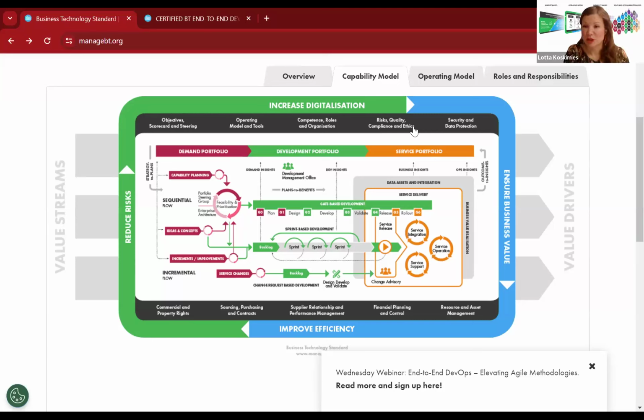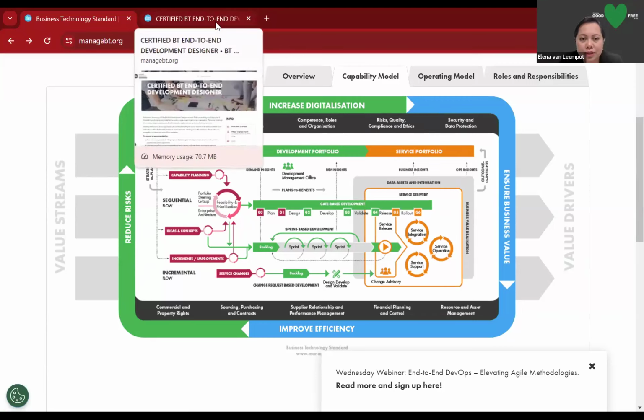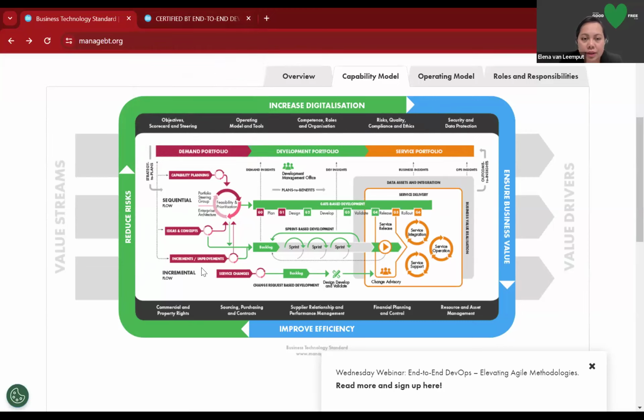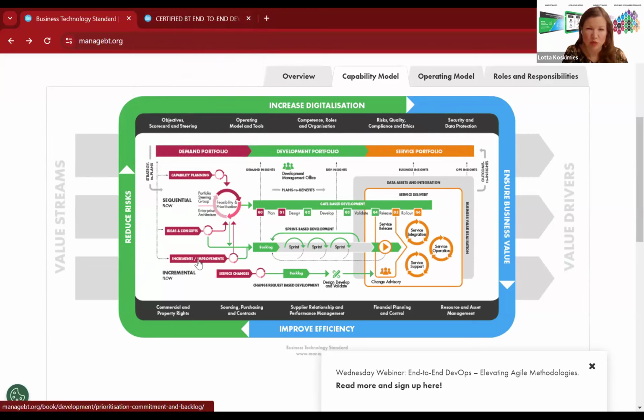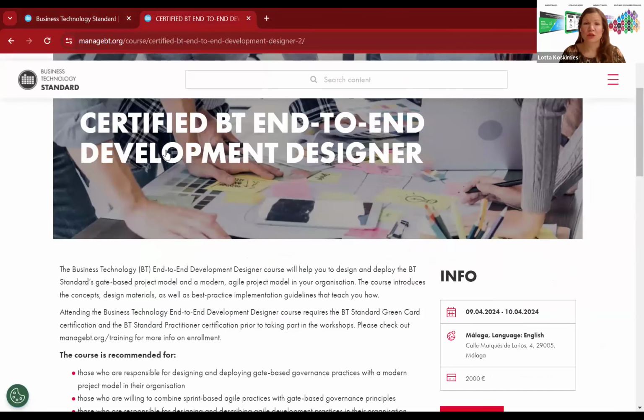What you said, I wanted to link back to the operating model that's in the picture here. Here we also have an illustration of the different sources of demand, and you were referring to those. Yes, I was referring particularly to the small changes there, the increments and improvements.